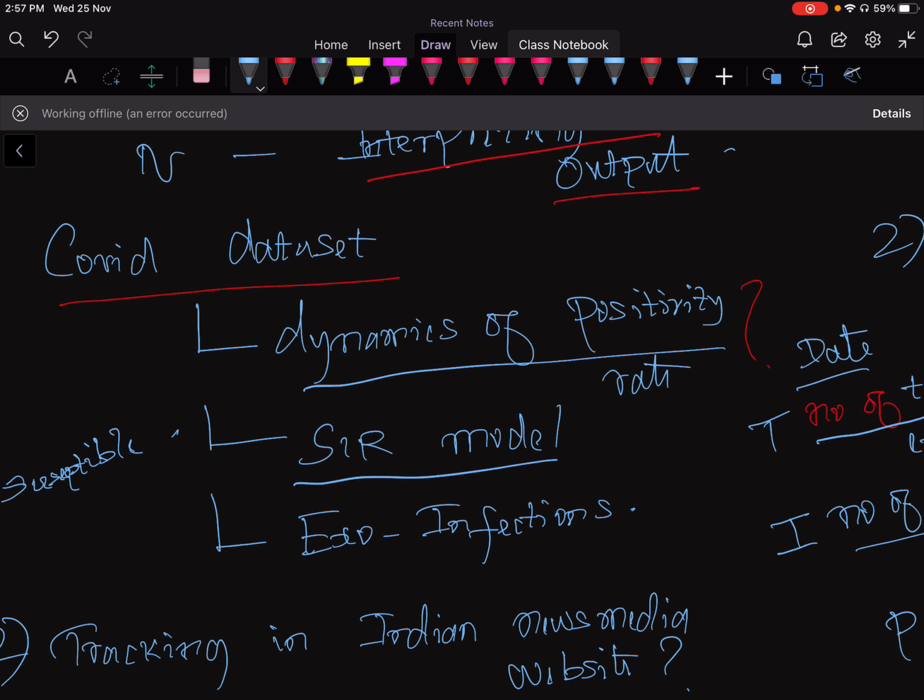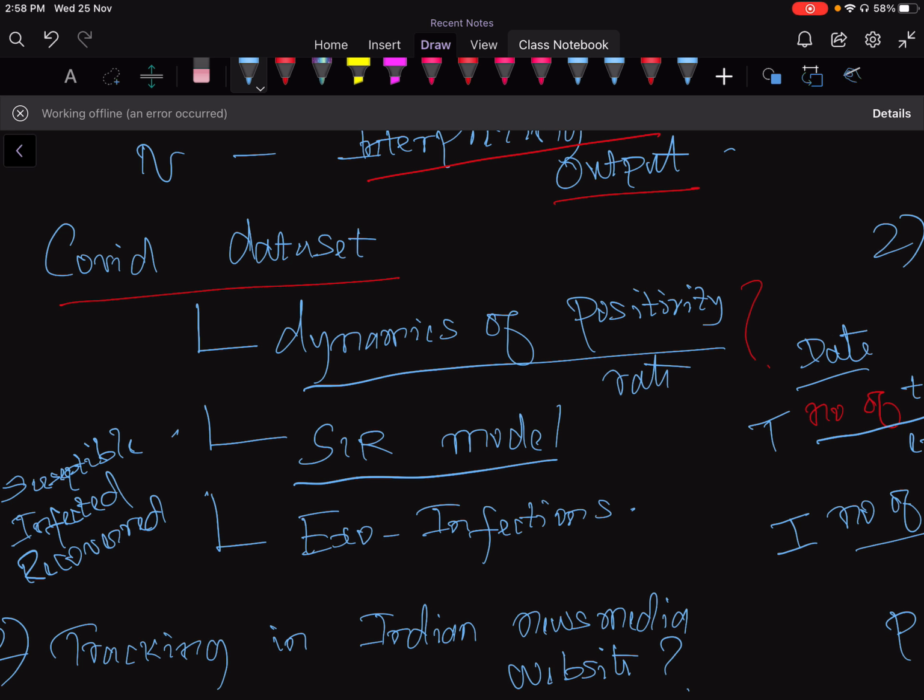I don't know the correct spelling, so just excuse me for that. So susceptible, infected, and recovered. Okay, so these are the three sets we are looking at. Susceptible is the population which is not affected as of now, but they are susceptible to be affected, right? Infected is the number of people who are infected on that day, and recovered is how many people have recovered from it, right?